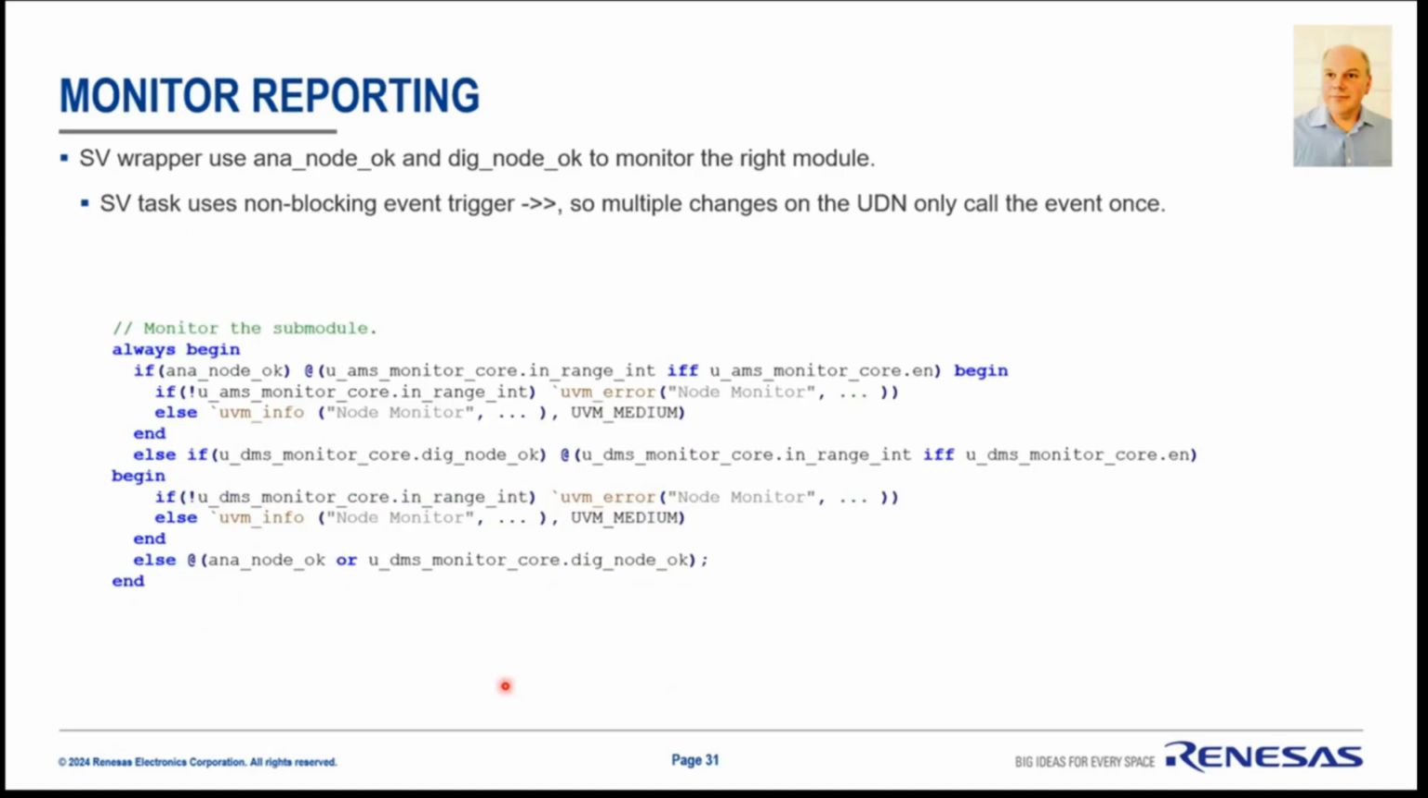And so therefore, in the monitoring level above, we have an always block. It will execute. If analog node OK, it then waits for this condition, which is looking inside the AMS monitor core for the in-range int toggle. And if it does, it will then either print out an error message or an info. Else you can get it to monitor on the dig node OK. Sorry, that begin should be down there to make it look easier.